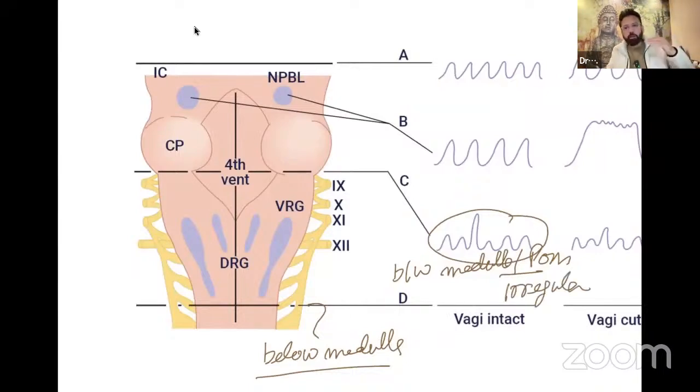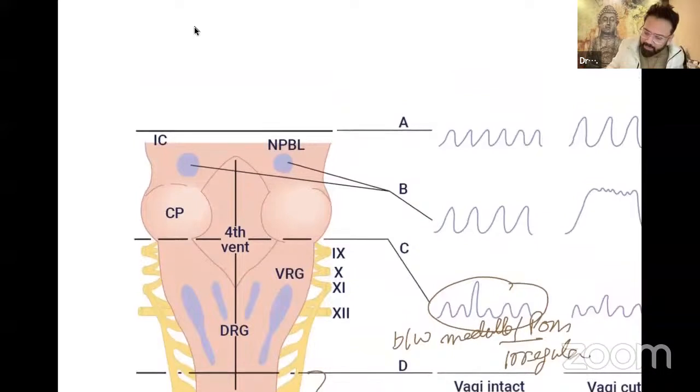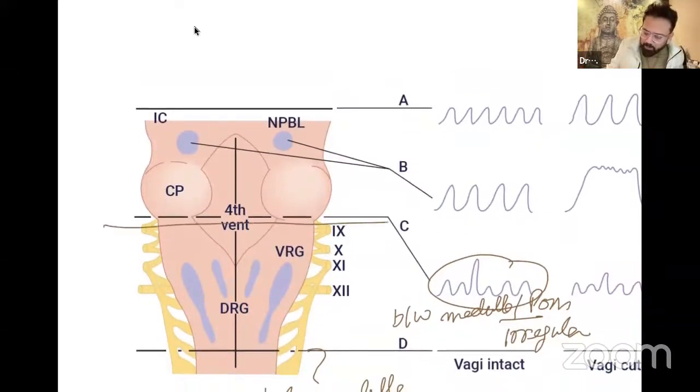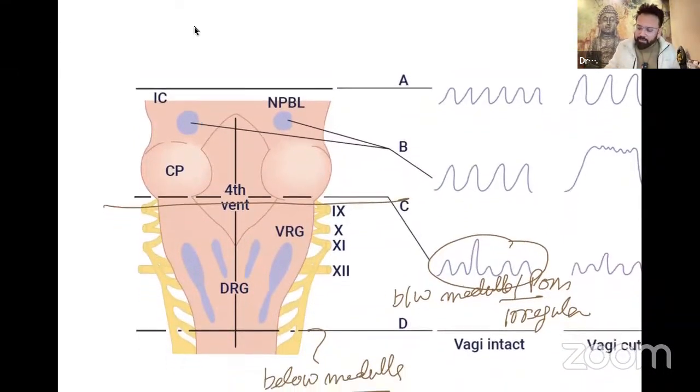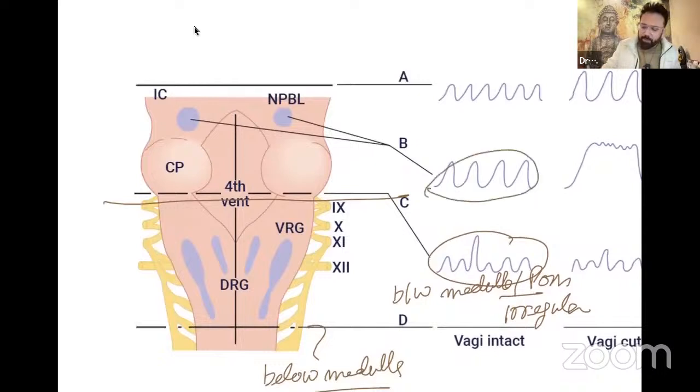Medulla is the generator, pons is the maintainer of respiration, doctors. So if the lesion is below the medulla, respiration stops. If between medulla and pons, irregular respiration. And if mid-pontine lesion, with vagus intact, it will be deep and slow. And if vagus is also cut, it causes apneustic breathing.